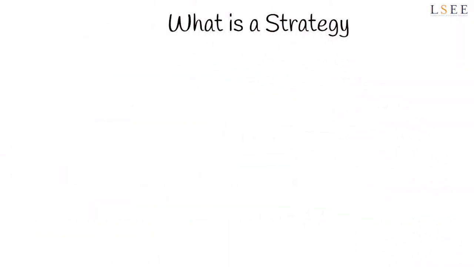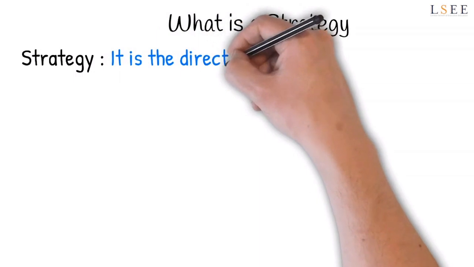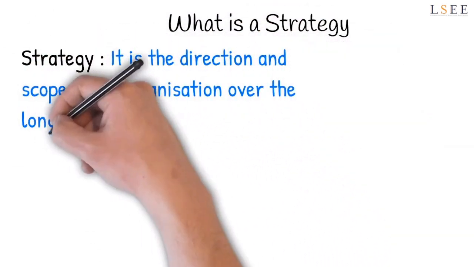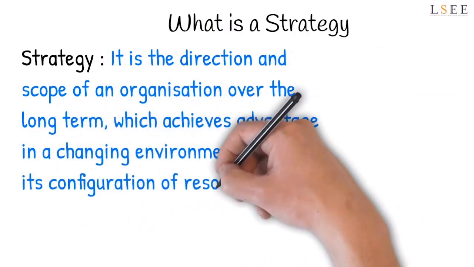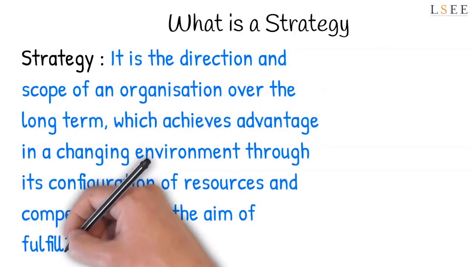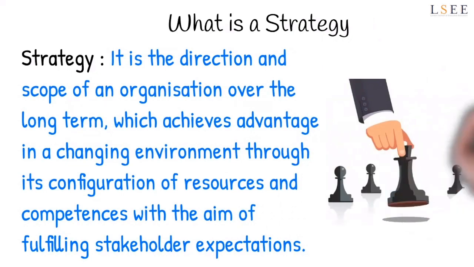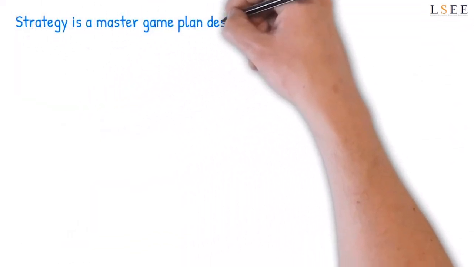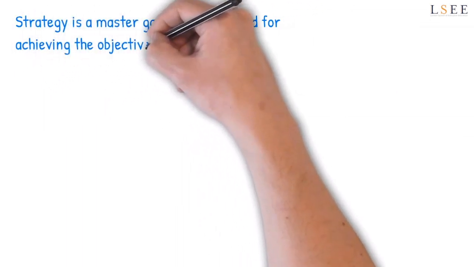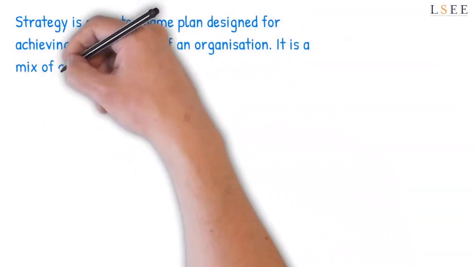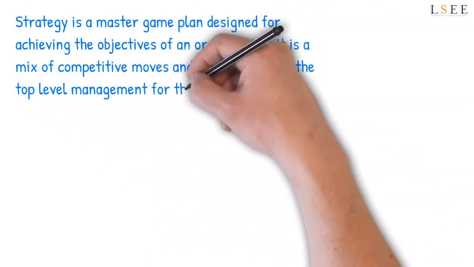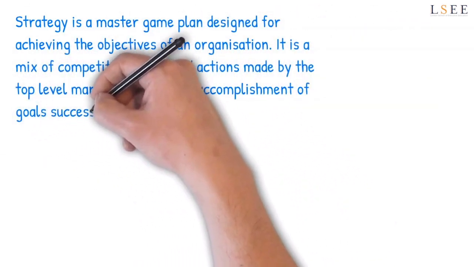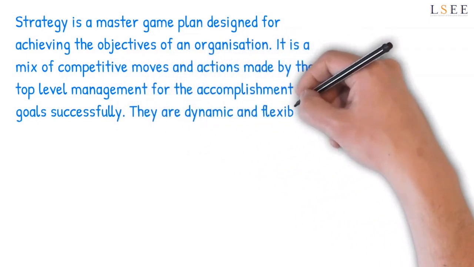What is a strategy? Strategy is the direction and scope of an organization over the long term, which achieves advantage in a changing environment through its configuration of resources and competences with the aim of fulfilling stakeholder expectations. Strategy is a master game plan designed for achieving the objectives of an organization. It is a mix of competitive moves and actions made by the top-level management for the accomplishment of goals successfully. They are dynamic and flexible in nature.